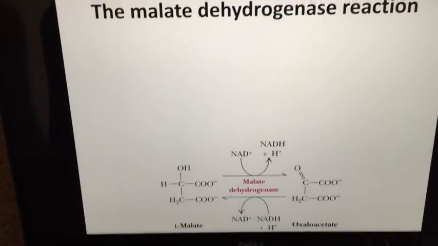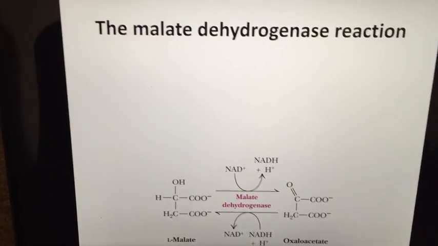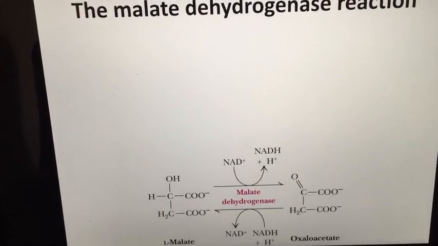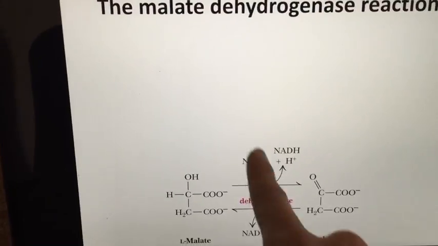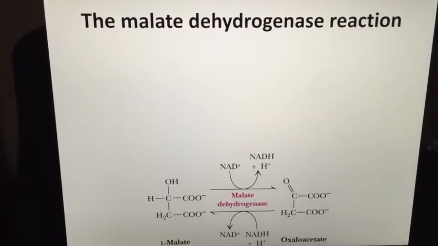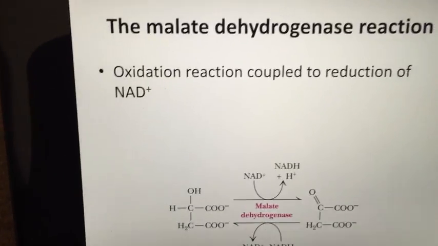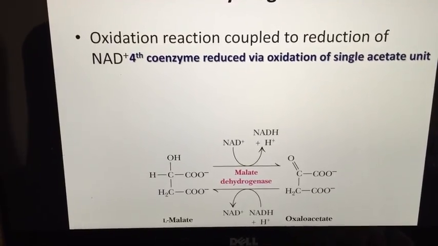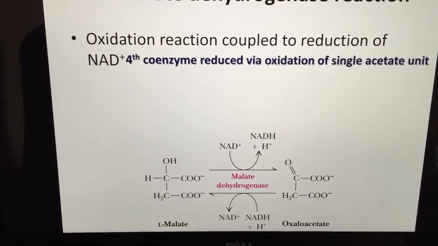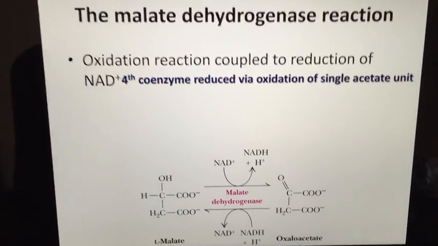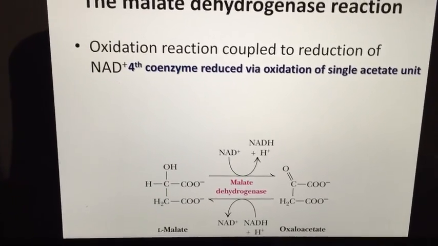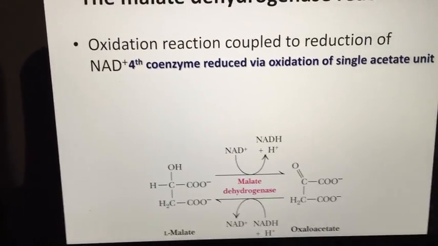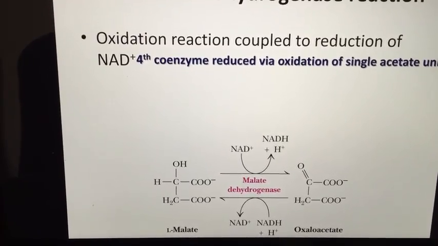Then the last reaction of the citric acid cycle is the malate dehydrogenase reaction, converting malate to oxaloacetate. Because it's a dehydrogenase, we already know oxidation is going to happen and NAD is going to be reduced to form NADH. So it's an oxidation reaction coupled to the reduction of NAD+. This is the fourth coenzyme reduced via oxidation of a single acetate unit. So from one acetate unit, when it enters the citric acid cycle, four reduced coenzymes are going to be produced, 3 NADHs and 1 FADH2.